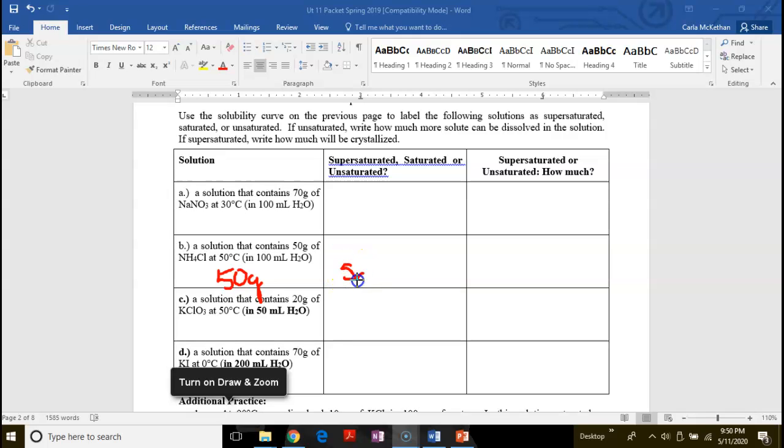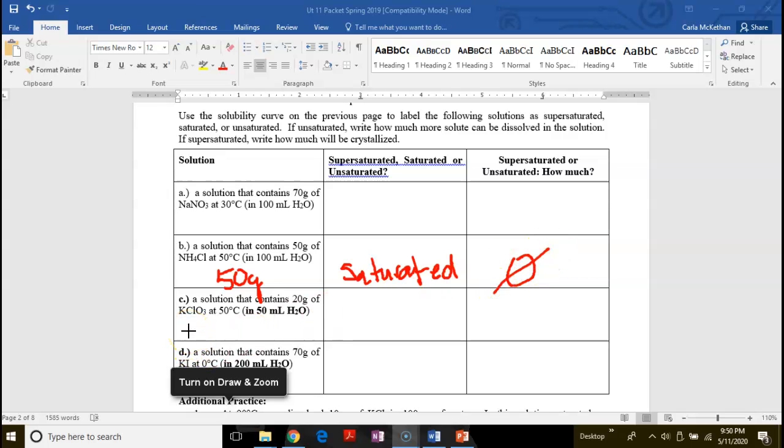So do I need to add anything to it to make it saturated? No, we're already at our max. Is anything going to be crystallized or dropped out because it's oversaturated? No, because we're at our max. So this is a 0 right here.